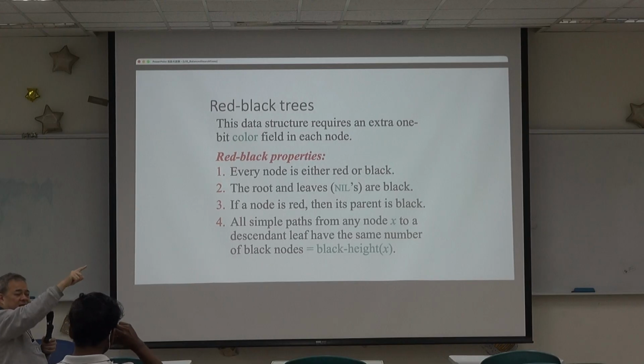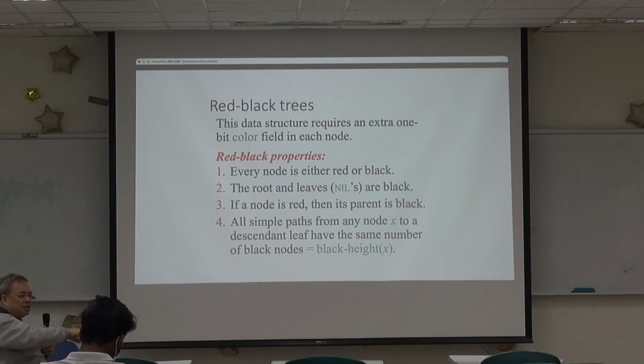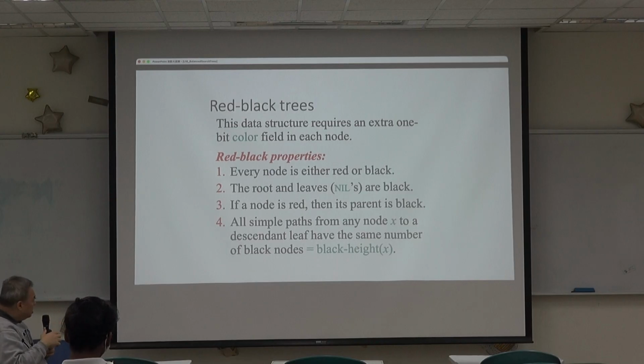就是你从任何一个节点到它下面的树叶，任何的树叶，它的那个会经过的黑色节点的数目都是一样的。Okay, we call such a number as black height. So from any node to its distant leaf nodes, the number of black nodes that it traverses is the same. Okay, so we call that black height.